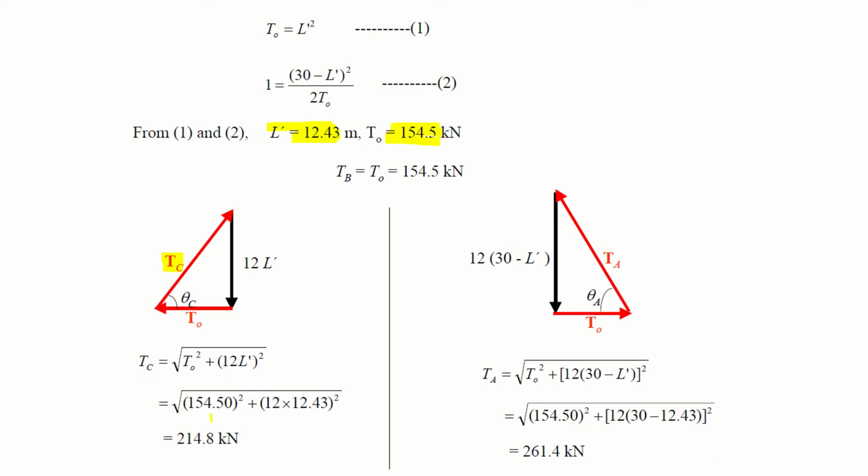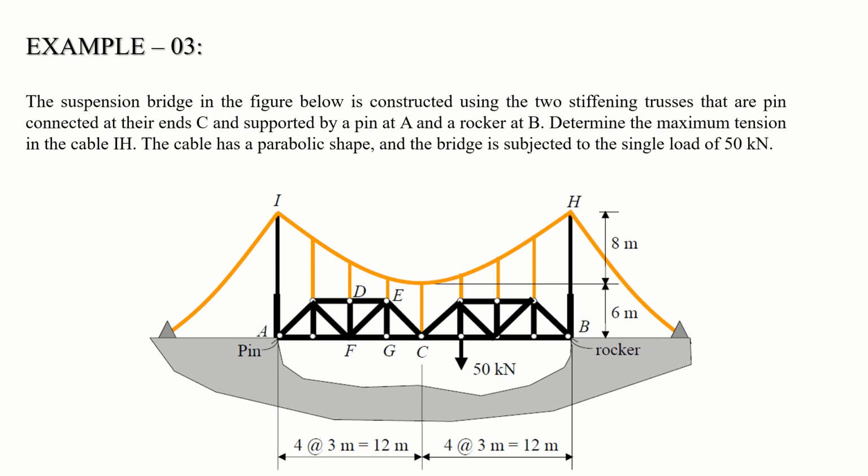So using Pythagoras theorem, you will find that the tension at point C is 214.8, and using the same approach, tension at A is 261.4. So now you have determined the tension in cables at all the 3 points: tension at B, tension at C, and tension at A, right? So this was the analysis.